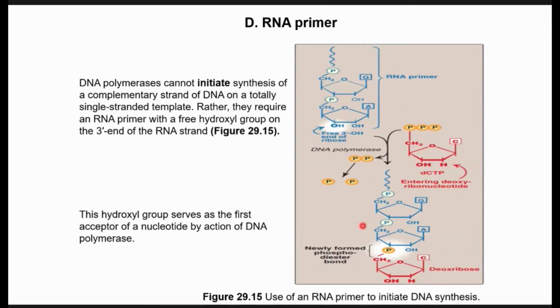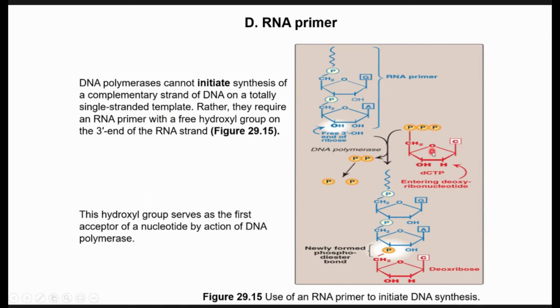Now, if you want to start to replicate, you have what we call a primer. If you have a nucleotide, the DNA polymerase cannot read straight. It needs what we call a primer to start reading. So the DNA polymerase cannot start the synthesis of a complementary strand of DNA on a single stranded template.